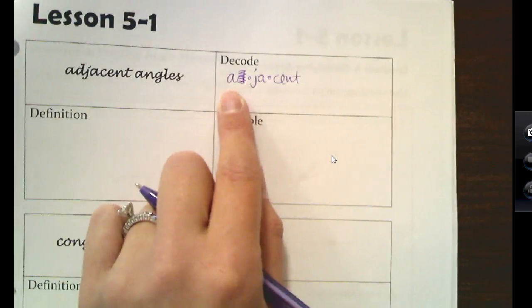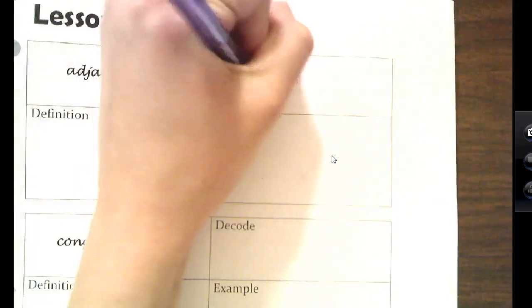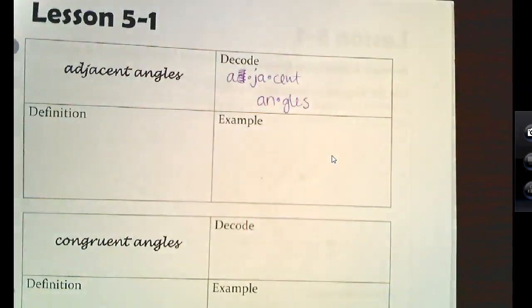Adjacent angle. So I'm just going to do adjacent and then angles. Adjacent angles. And we're going to practice saying that together. So our first word today is adjacent angles. What's the word? Adjacent angles.